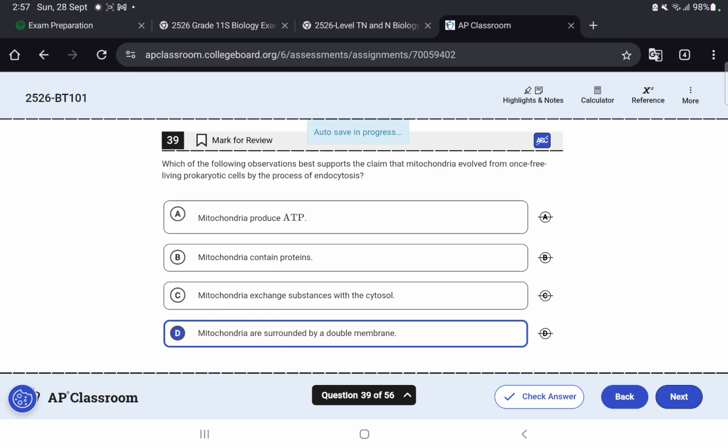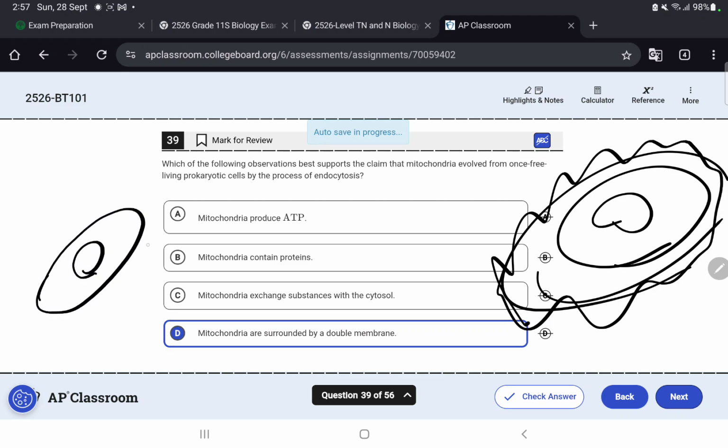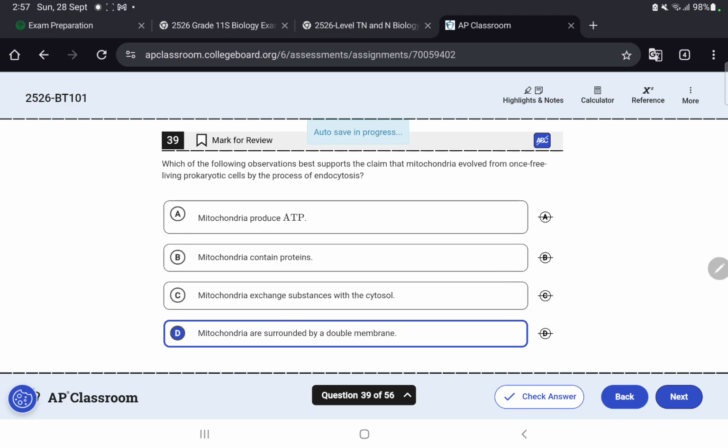Which of the following observations best supports the claim that mitochondria evolved from once free-living prokaryotic cells by the process of endocytosis? So, mitochondria are surrounded by a double membrane. If you have a double membrane, two membranes, where did the second membrane come from? Obviously, something engulfed the cytoplasm. So something came in here, engulfed it, and it gave it the second membrane. Okay? So, surrounded by a double membrane.